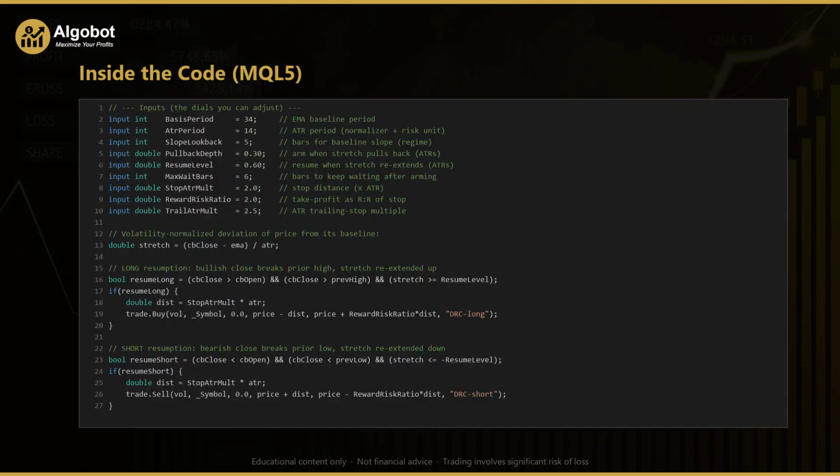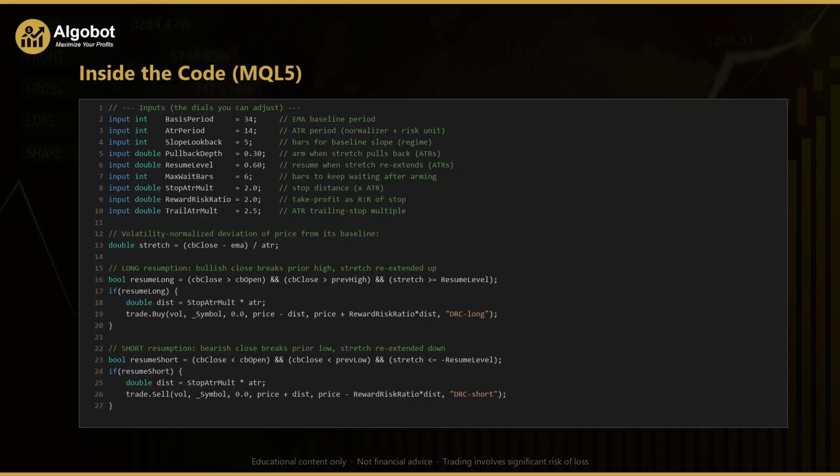Let's look at the actual MetaQuotes language code the EA runs, as you'd see it in MetaEditor. At the top are the inputs, the dials you can adjust. BasisPeriod is the 34-period EMA baseline. ATR-period 14 drives both the volatility normalizer and the risk unit. SlowPullback measures the regime over 5 bars. PullbackDepth and ResumeLevel, 0.3 and 0.6, are the ARM and resume thresholds in ATRs. StopAtrMult and RewardRiskRatio set the stop distance and the 2-to-1 target, and ATR-multiple sets the trailing stop.